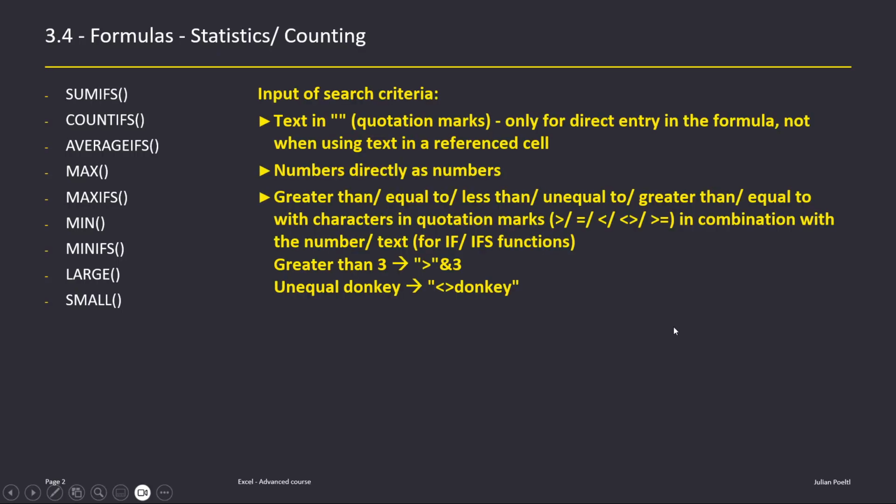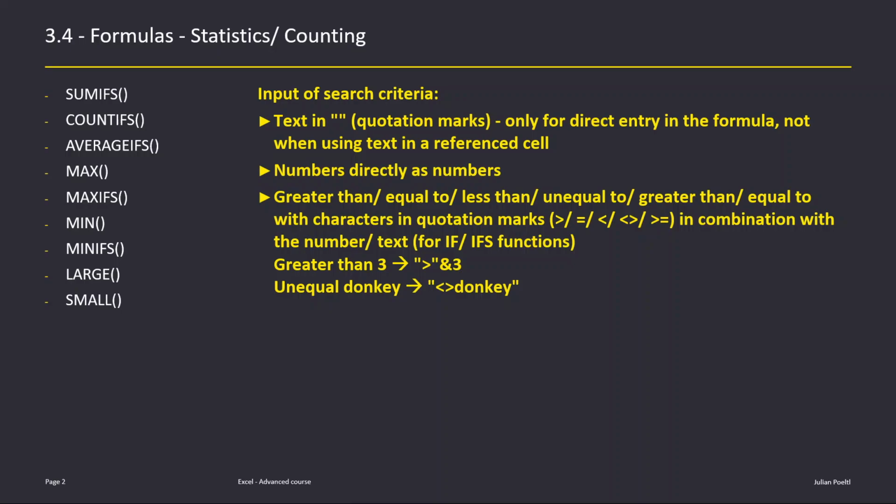So let's start. First, we start with the input of search criteria. Text should always be inputted in quotation marks if you input it directly into the formula. But if you reference a cell where the text is inside, then you should reference that single cell without those quotation marks. Numbers should always be inputted directly as numbers.